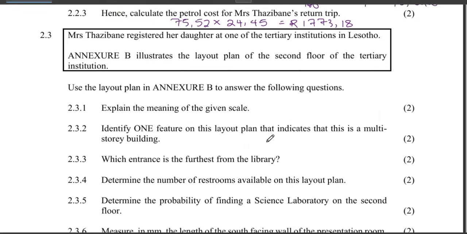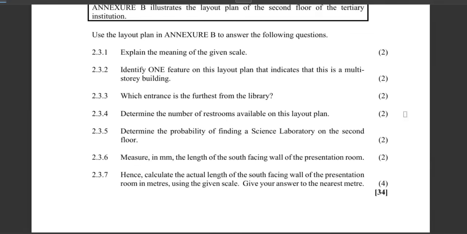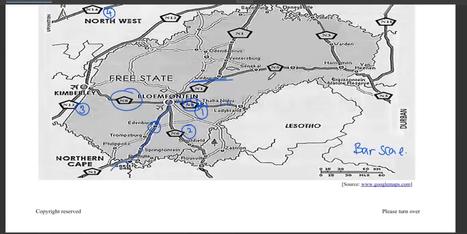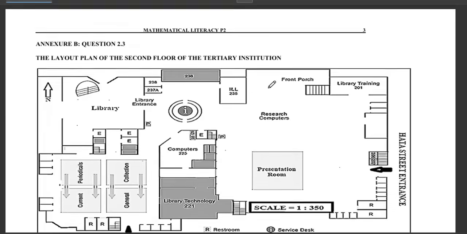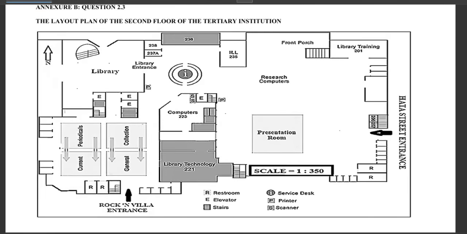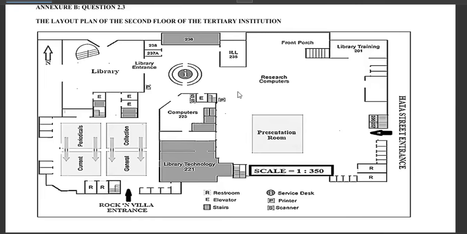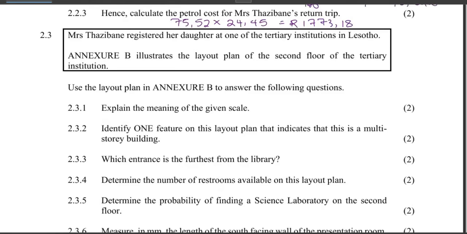Annexure B illustrates the layout plan of the second floor. So we have to go to Annexure B. This is Annexure B. Just check, it's a floor plan. So we are saying, explain the meaning of the given scale. Let's check the scale. The scale is here, that's given. Look at this scale. They wanted to give the meaning. The type of scale, it's a number scale or ratio scale. Then give the meaning. The meaning you're going to tell us, because I've told you it's 1 is to 350.